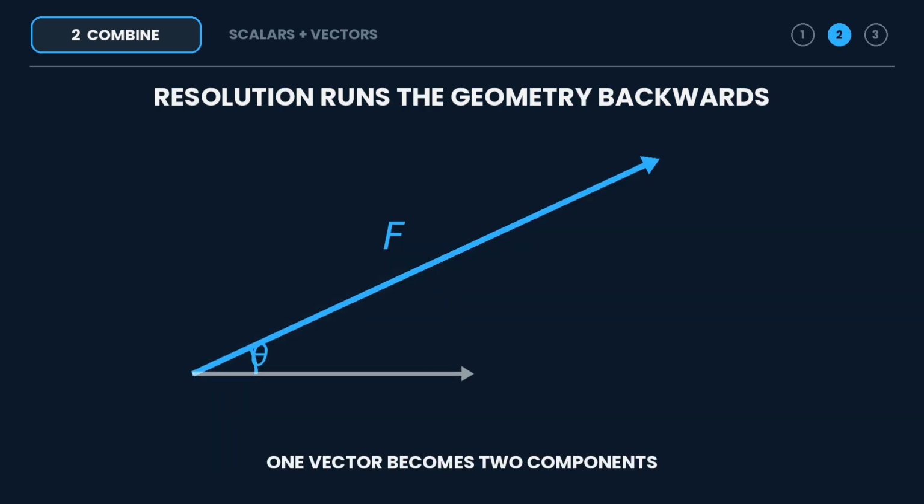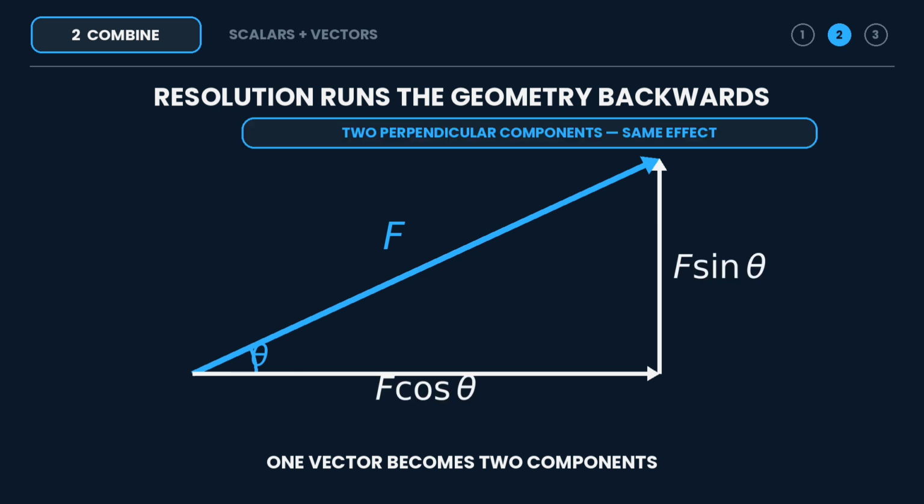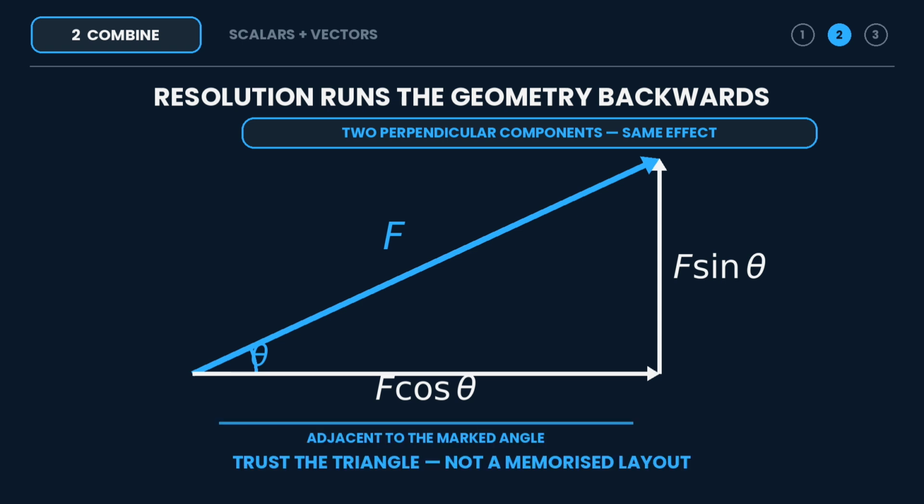Resolution runs the same geometry backwards. One vector becomes two perpendicular components with the same effect. If F is at angle theta above the horizontal, the components are F cosine theta horizontally and F sine theta vertically. Cosine belongs to the side adjacent to the marked angle, so trust the triangle rather than a memorized layout.